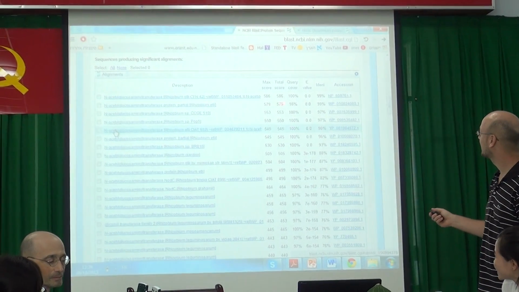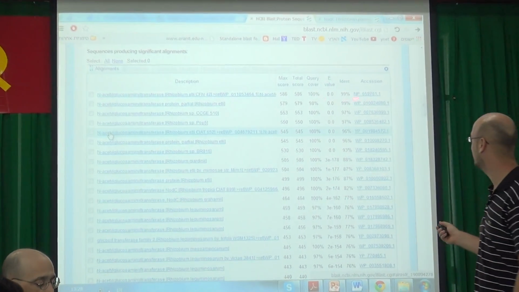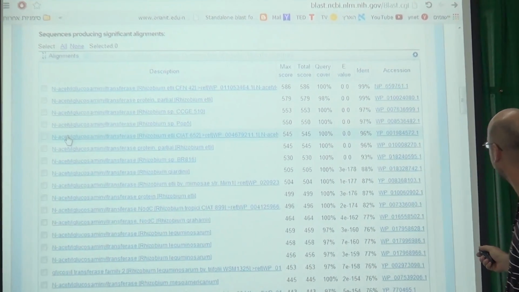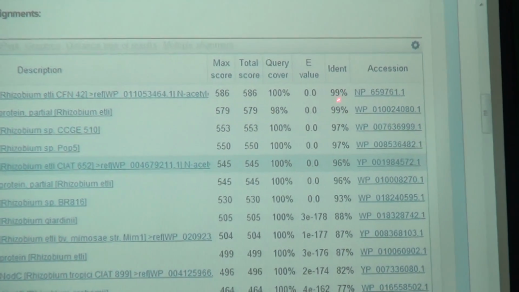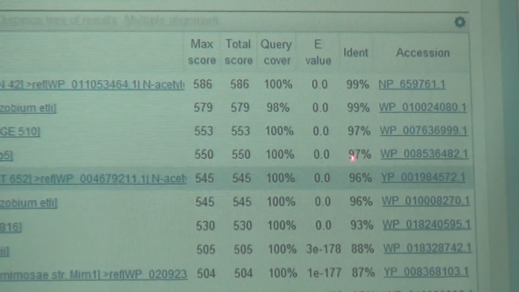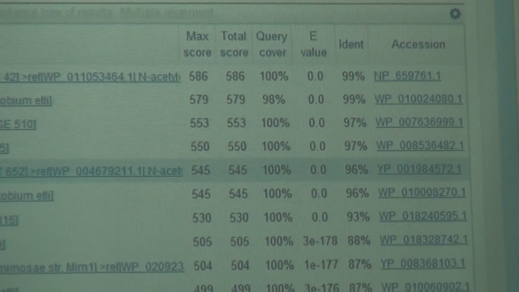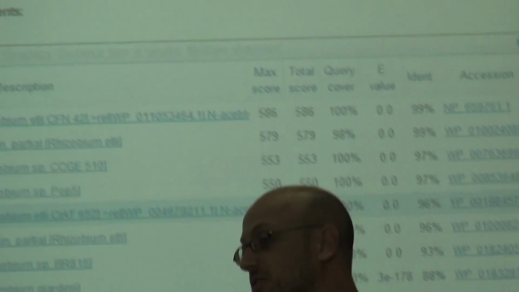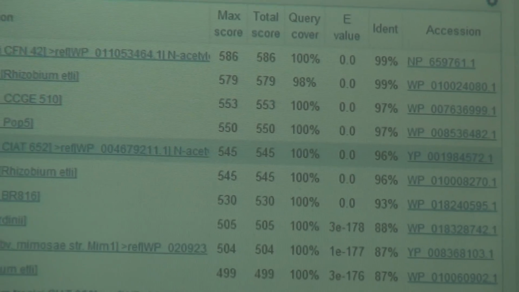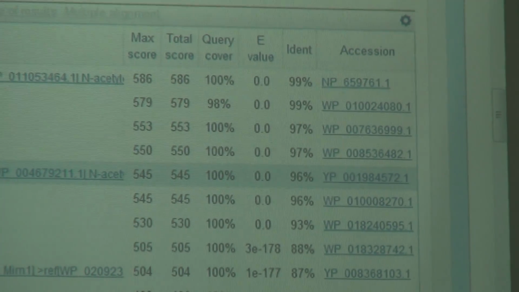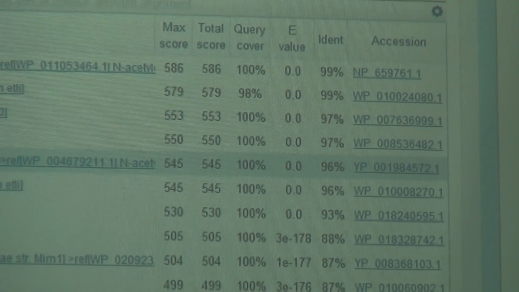So, these are what the numbers mean. And the identity, we still have the identity, 99% or 97%. The identity is the percentage of amino acids which are a match.